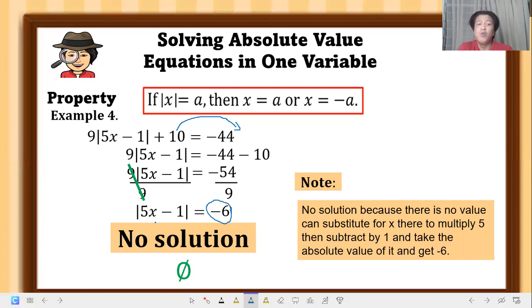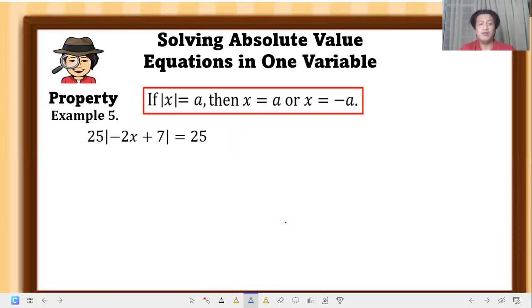Ibig sabihin lang yan, walang value na pwede natin i-substitute dun sa x at i-multiply dun sa 5 tsaka isusubtract. Pag kinuha mo yung absolute value niya, hindi pwede negative. Kaya nga no solution po ang sa tawag doon. Okay, with that, let's have number 5.